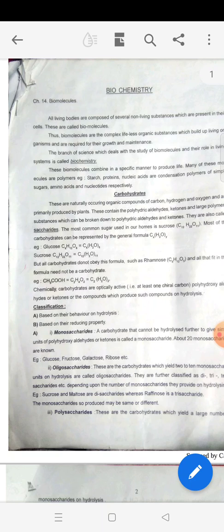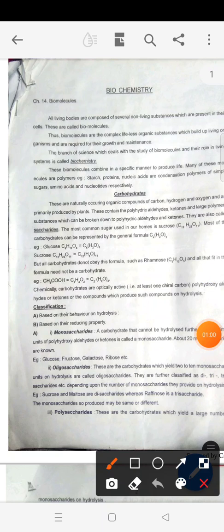Now interestingly, most of the biomolecules are polymers. For example, you have starch. Starch is a polymer of sugar, normal sugar or carbohydrate. Proteins are polymers of amino acids. Nucleic acids are polymers of nucleotides, like that. Now let's begin with carbohydrates.